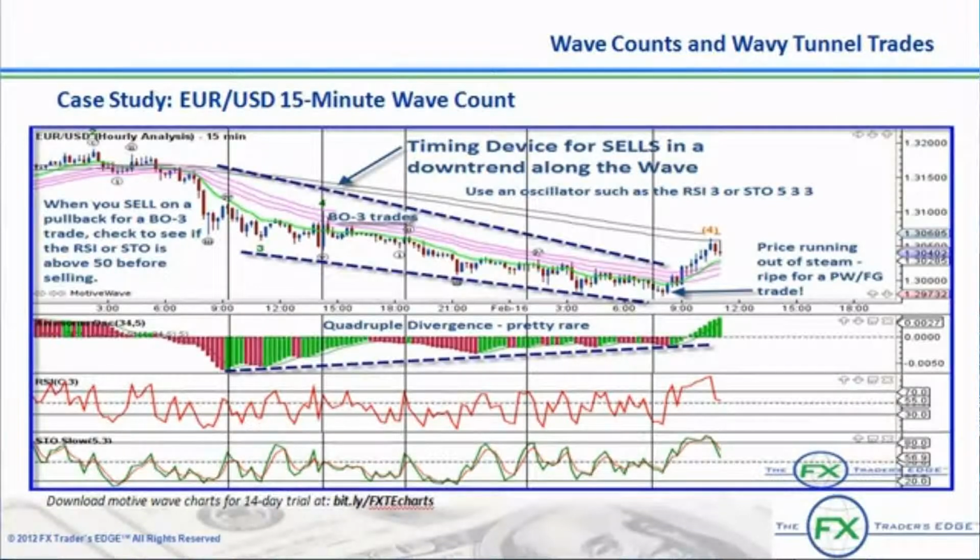Think of the oscillators as a timing device for sells in a downtrend along the wave. Of course, the opposite is true for a buy. Think buy on weakness when you're buying the breakout 3 in an uptrend. This concludes the section Wave Counts and Wavy Tunnel Trades. The next section is entitled Renko Charts with Wavy Tunnel.